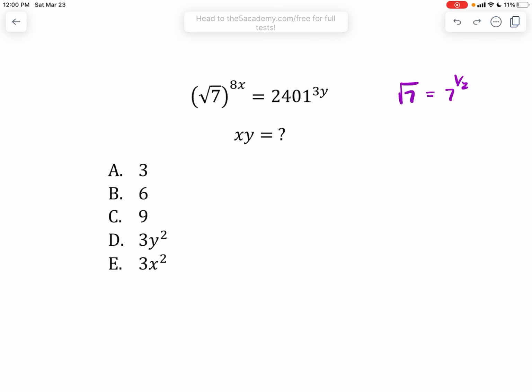It's just a little cleaner. I don't like seeing radicals in there. I'd rather see only exponents across the board. It makes it a little easier and cleaner to solve, and I think it'll help us. Okay, so 7 to the half, all to the 8x, is equal to 2401 to the 3y.